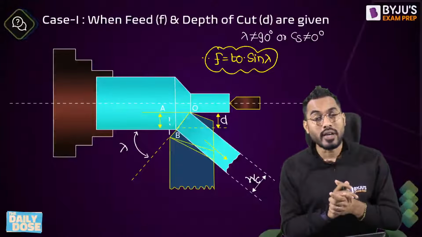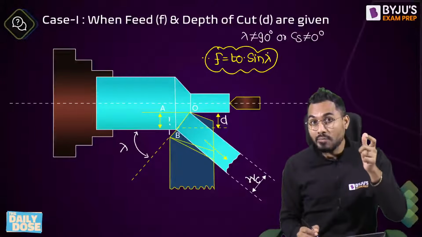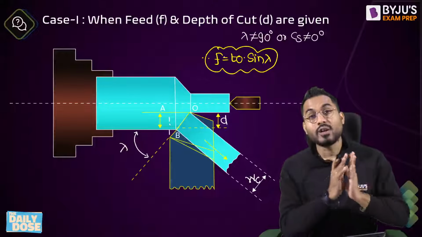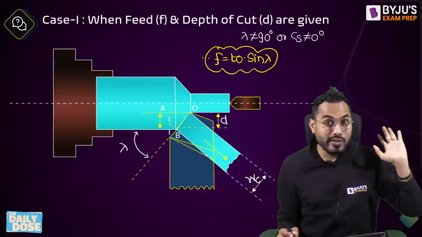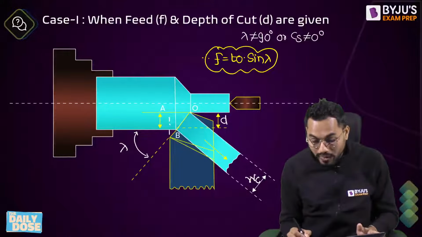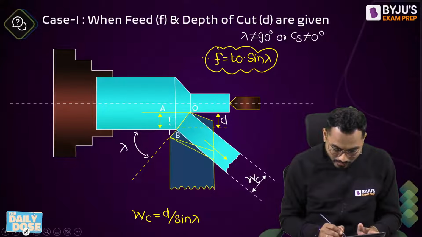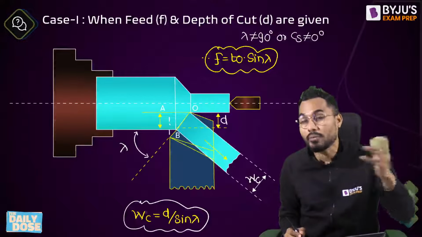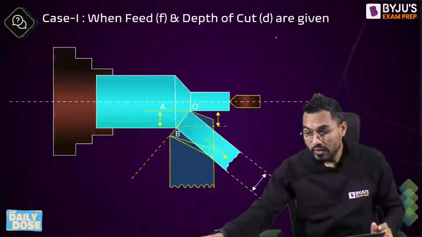If the ASE system or ORS system of tool geometry is given, please find the value of the principal cutting edge angle lambda. If lambda is not 90 degrees, then we cannot take the feed directly as the uncut chip thickness T0. It has to be calculated: F is equal to T0 into sin lambda. The derivation is already there; you can check it. And the width of the chip will become exactly equal to depth of cut divided by sin lambda. Don't take the width of the chip as directly equal to depth of cut when lambda is not 90 degrees and CS is not 0 degree, my dear friends. Right, fine.